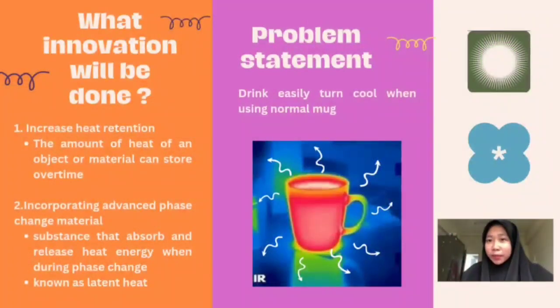The innovation that will be done to minimize the heat loss from the cup is first to increase heat retention, meaning how much heat energy of an object or material can be stored up over time. The second innovation is incorporating advanced phase change material. It includes substances that absorb or release heat energy during phase change. This is also known as latent heat. Our problem statement is that the drink easily turns cool when using a normal mug.